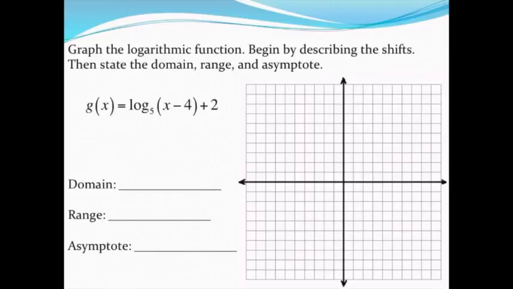In order to graph this logarithmic function, I'm going to begin by describing the transformation, specifically the shifts I see based on the equation. Then I'll state the domain, range, and asymptote, and at that point I'm going to switch over to my graphing calculator in order to plot some points.